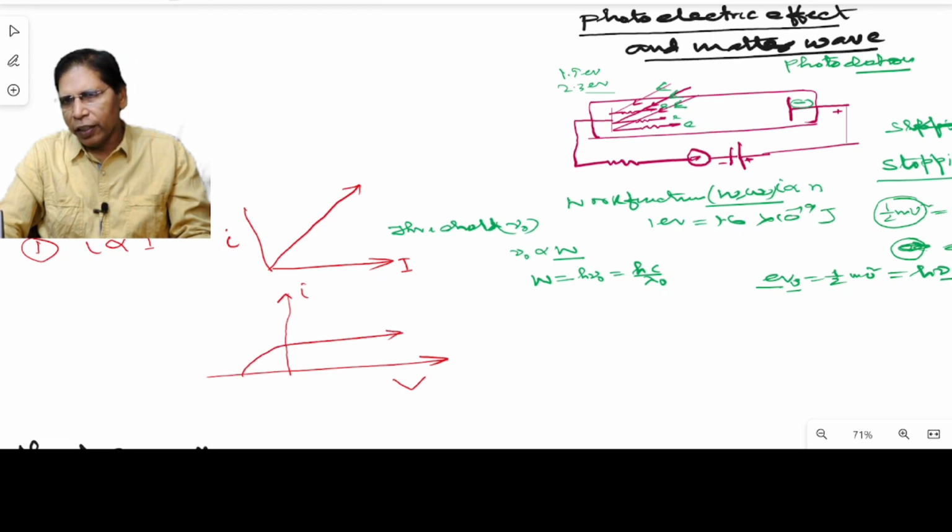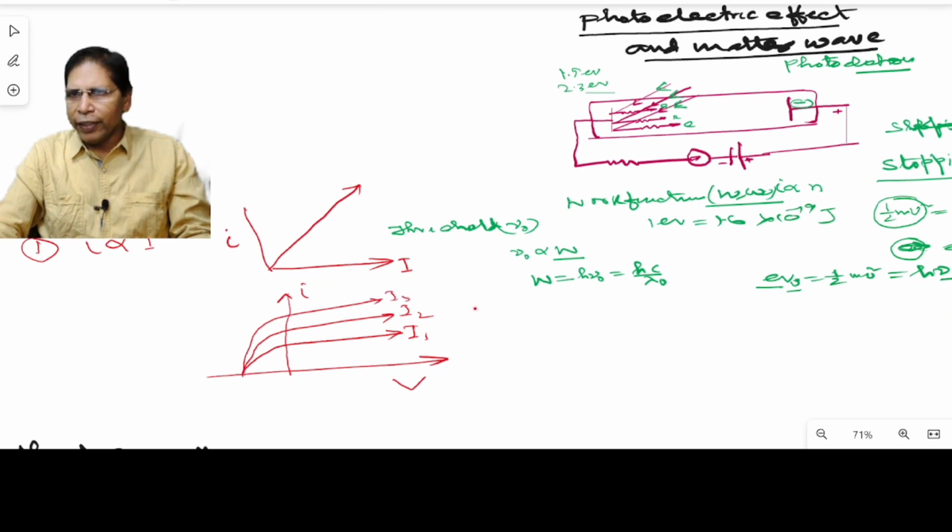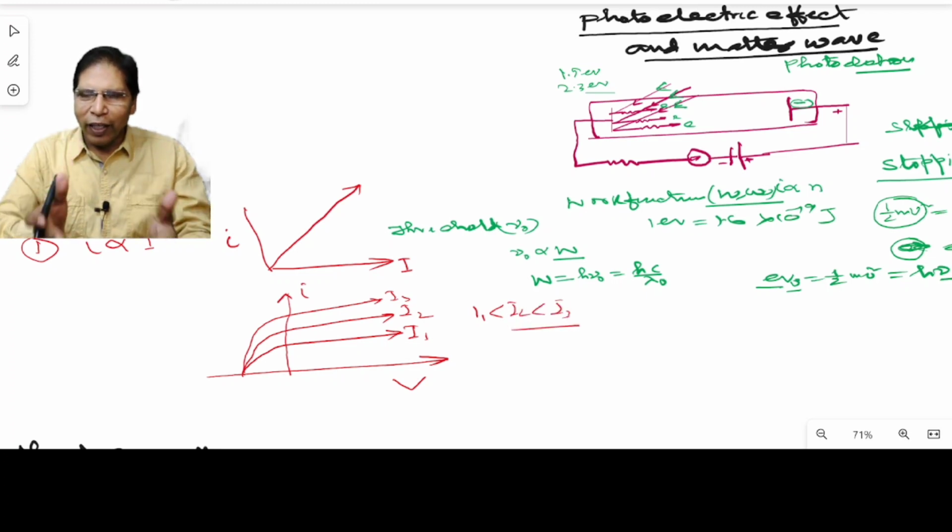This is the intensity I1. This is the intensity I2. And this is the intensity I3. Here, I1 is less than I2, which is less than I3. So look at this: the smaller the intensity, the smaller the photoelectric current.